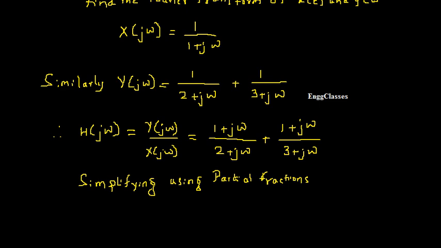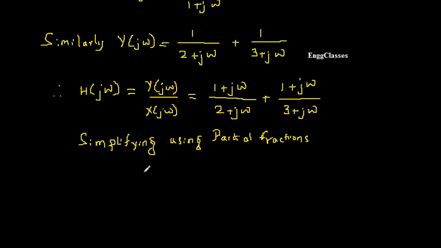For the simplicity, what we do is we'll not keep jω. In place of jω, let us put s. So this is only for the simplicity. So later we'll replace s with jω back. Is that okay? So now I'm going to get (1 plus s) divided by (2 plus s), plus (1 plus s) divided by (3 plus s).